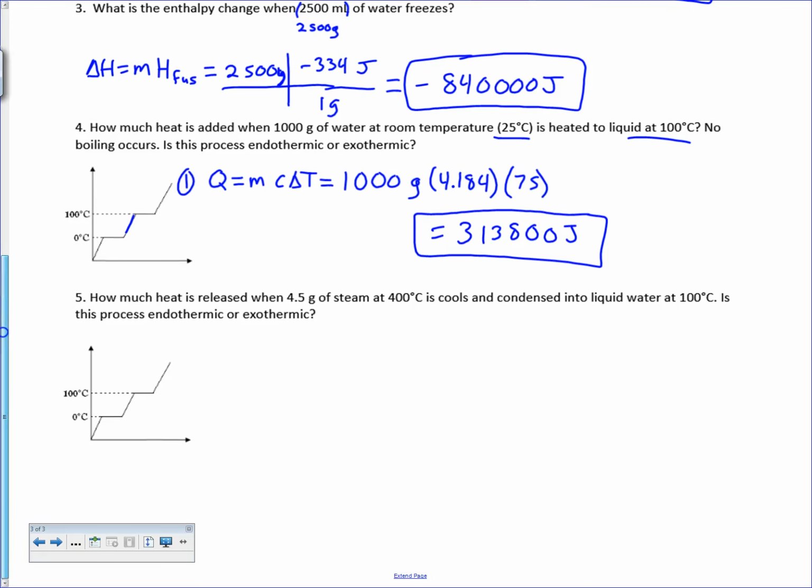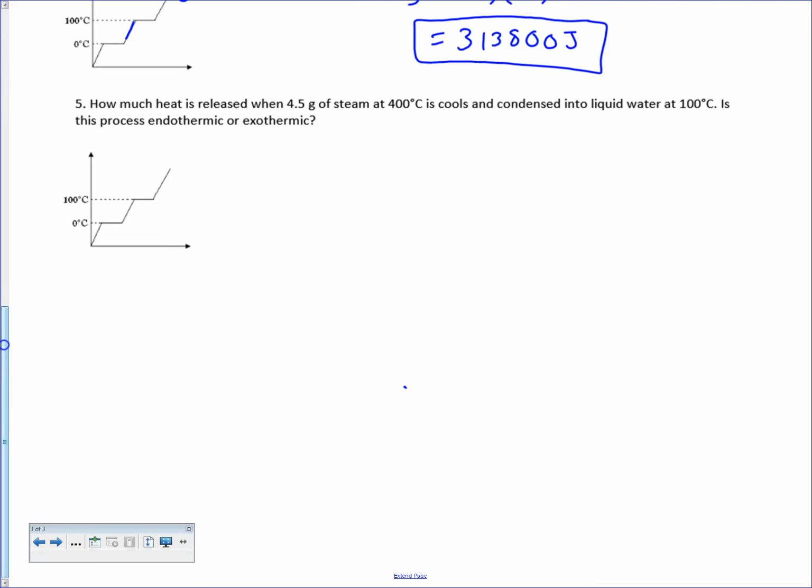On the last problem, it's another heating curve. This one says that we have 4.5 grams of steam at 400 degrees Celsius. We're cooling it to liquid water at 100 degrees Celsius. So here we're starting really, really hot. We cool it down. We condense it to water at 100 degrees Celsius. So this one is just 2 steps. The first one, cooling down the steam. The second step, we're condensing it. So step number 1. Since we're cooling it down, it's Q equals mc delta T.